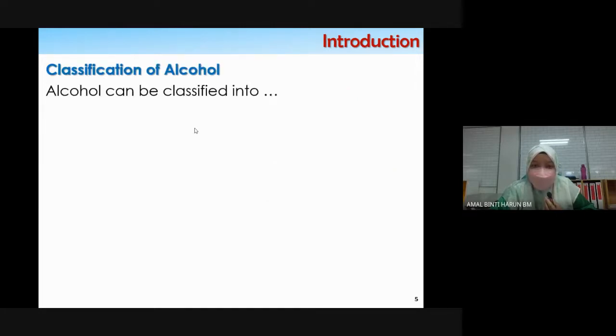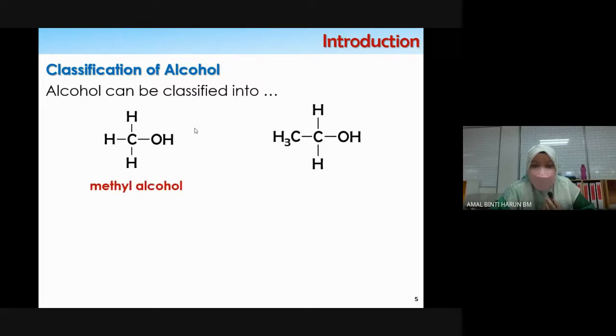Next is classification of alcohol. The classification of alcohol depends on the type of carbon that the hydroxyl is bonded to. For example, the first one is the OH attached to the carbon. Okay, so this carbon is methyl, so we call it methyl alcohol. The second one is the OH that is bonded to a primary carbon. Okay, sebab tu di awal-awal dalam introduction organic, kita dah belajar classification of carbon. Carbon ada primary, secondary, tertiary dan quaternary.